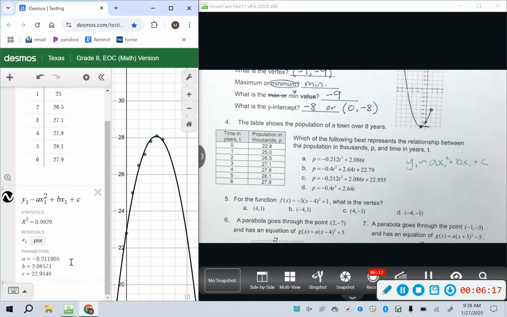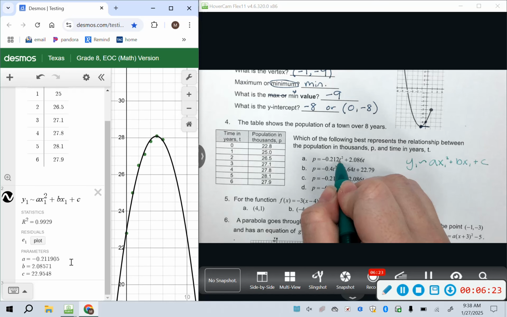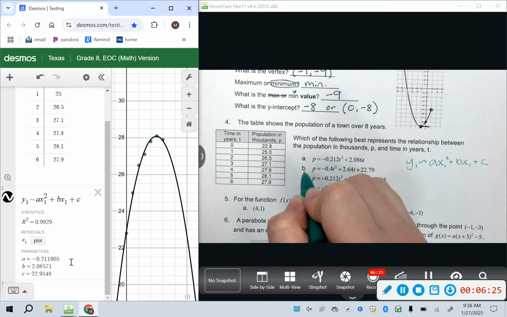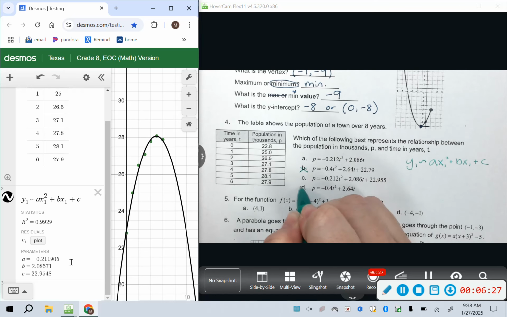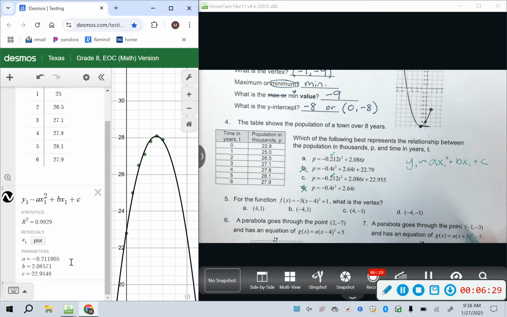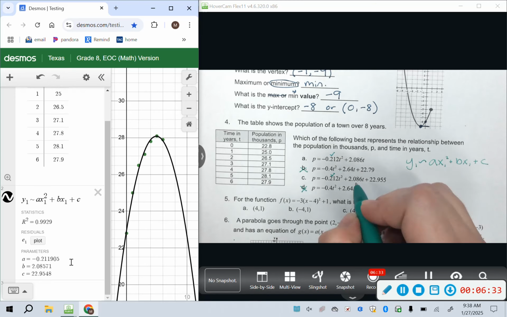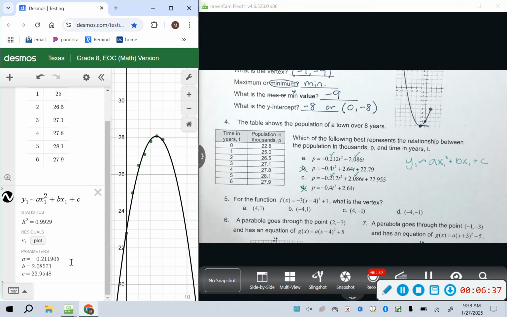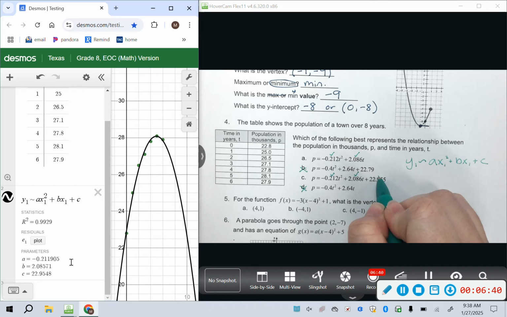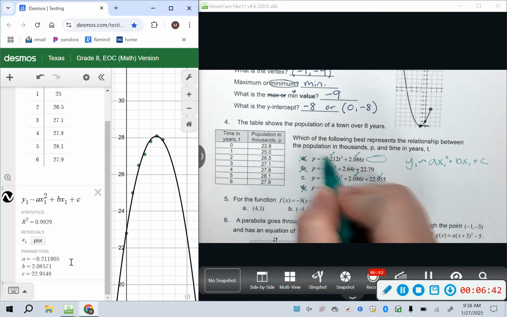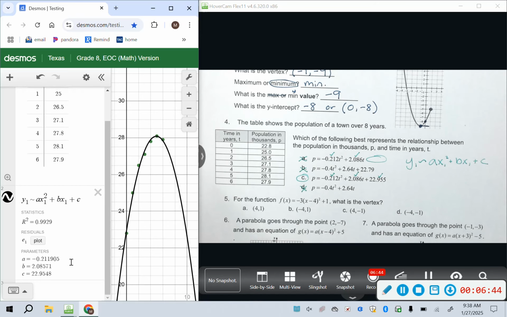So it says a is negative 0.211. So remember, a goes in front of x squared or t squared. So here, but this is not right. Here's right, this one's not. So these are my a values, those are correct. B is 2.08 or 2.09, 2.086. So this one's right, this one's right. And then C is 22.95. That one has it. This one does not. So C is my answer.